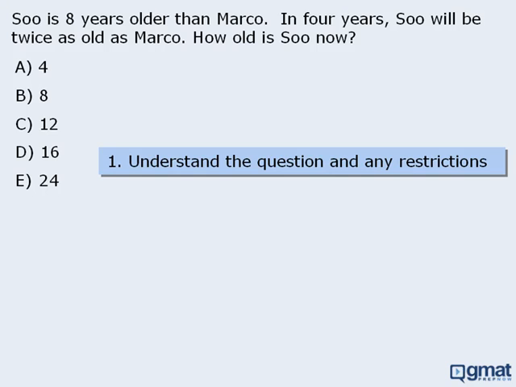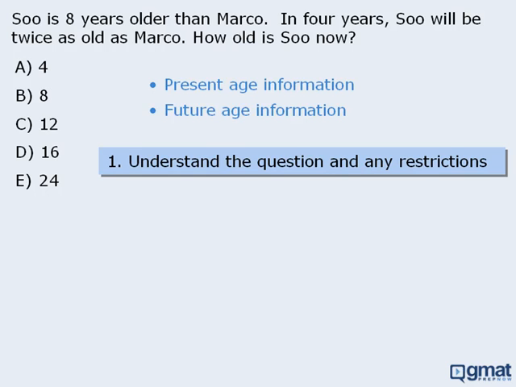For the question shown here, we are given information about the present ages of Sue and Marco, and we are given information about their ages in the future. Our goal is to determine Sue's present age.